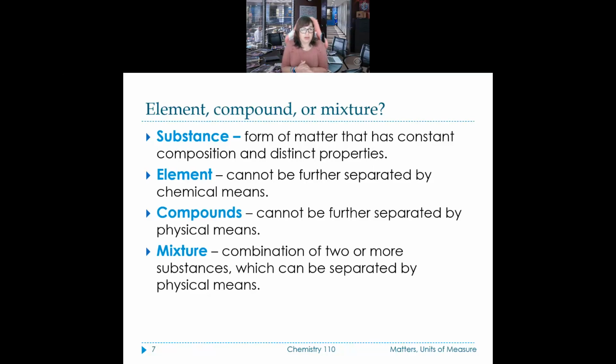Substances are forms of matter that have a constant composition and distinct properties. Okay, so that's a substance. Elements cannot be further broken down by chemical means. Compounds cannot be further separated by physical means. Mixtures are where we have, like, salt and sand, which is a great example of a mixture. We can physically separate those things, and it's not the same process that we'd have to go through if we were going to make a chemical change. So we can talk about the purity of things and what it would take to further separate those from each other.